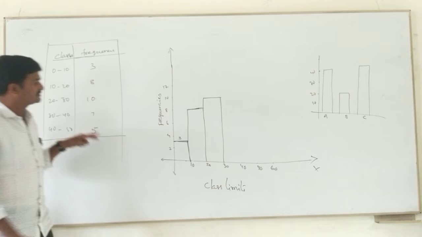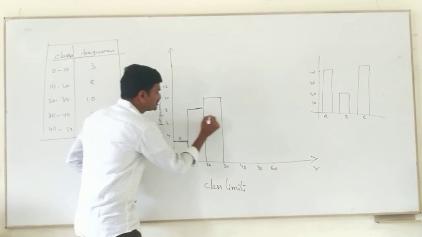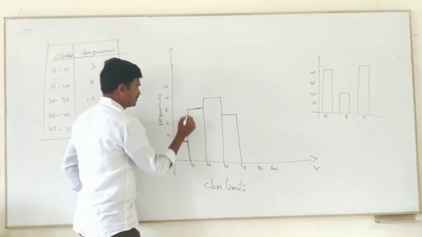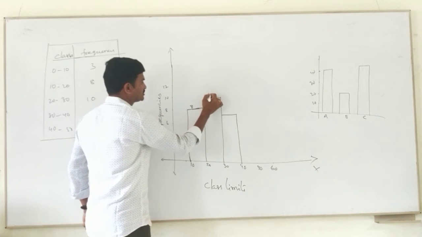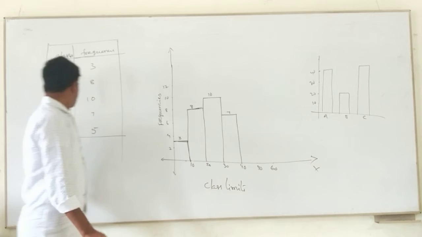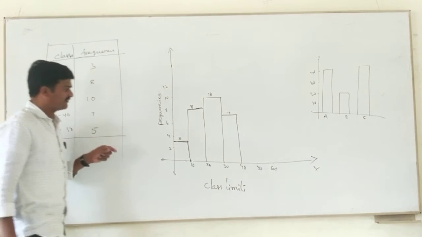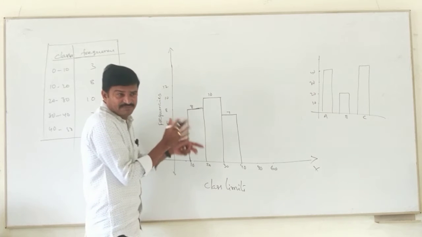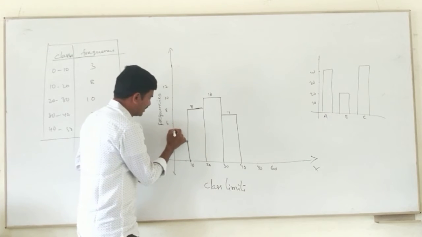30 to 40, how much? 7. 6 to 7 means this is. This is 8. This is 10. This is 7. And this is 40 to 50, how much? 5. 4, 5 between. In the graph paper it will appear very clearly. So 5.